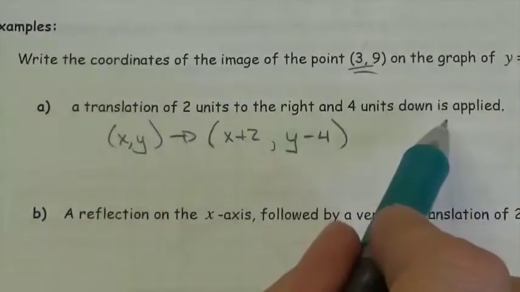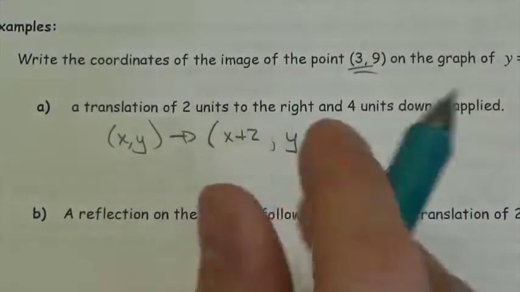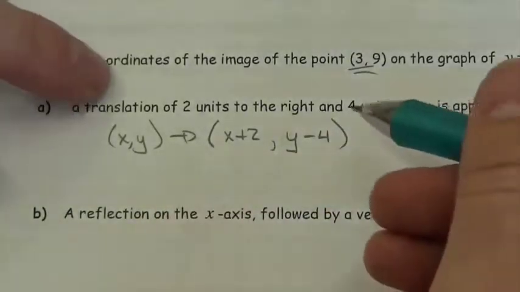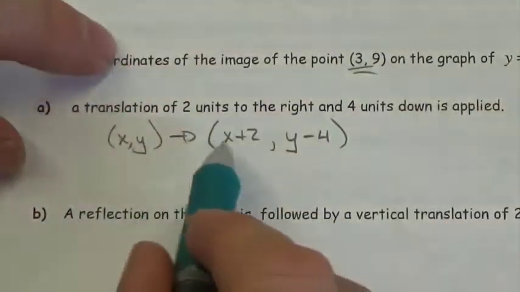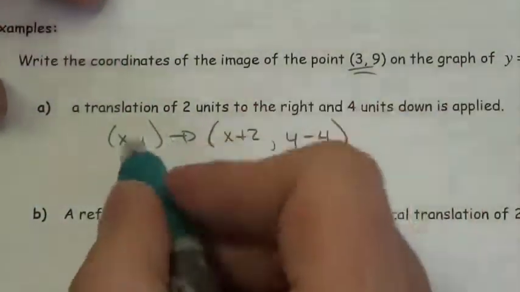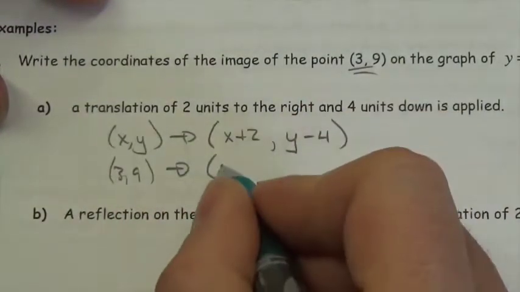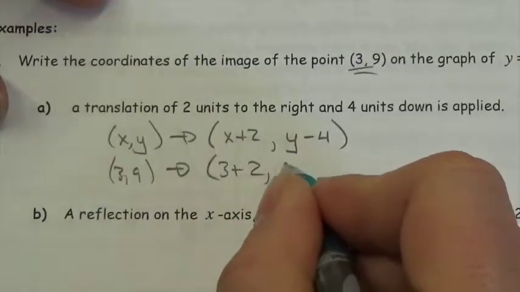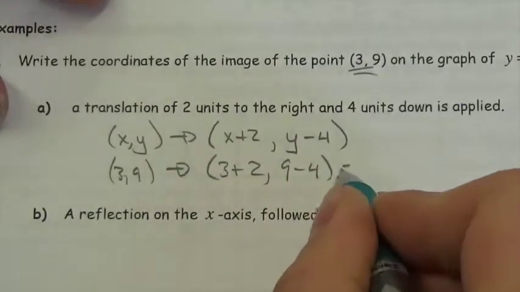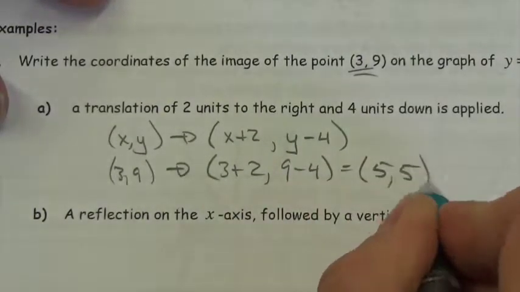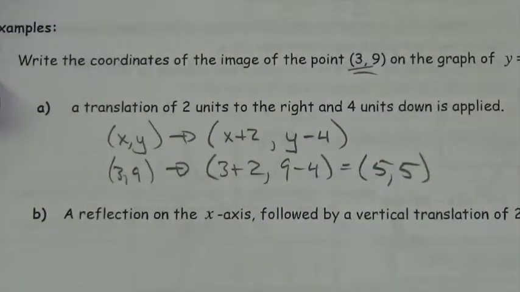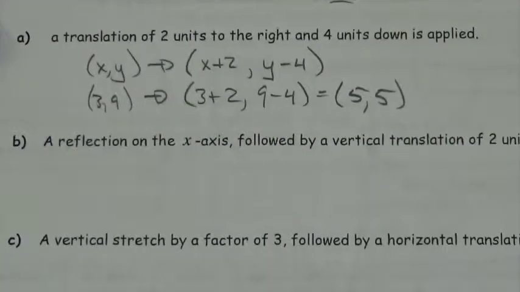Now when I describe a transformation, I'm describing what's happening to the actual point. So this is a very easy thing to do. 2 to the right, 4 down. Now we take our point 3, 9 and plug that in. So 3 plus 2, 9 minus 4, and we're going to get the point 5, 5. Okay? Now let's take a look at the next one.